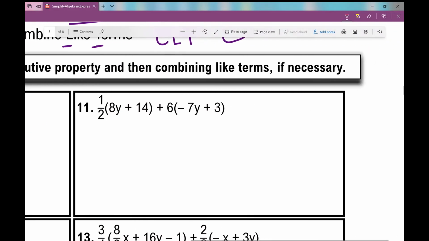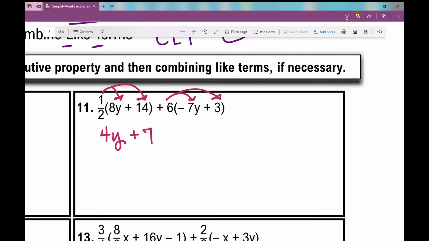In number 11, I've got 2 sets of parentheses here. So I'm going to distribute a 1/2 into every term in this set of parentheses and a 6 into every term in this set of parentheses. So let's do the first set. 1/2 times, remember that's just half of a number. I'm just going to divide it by 2. So half of 8y is 4y. 1/2 times 14 is positive 7.